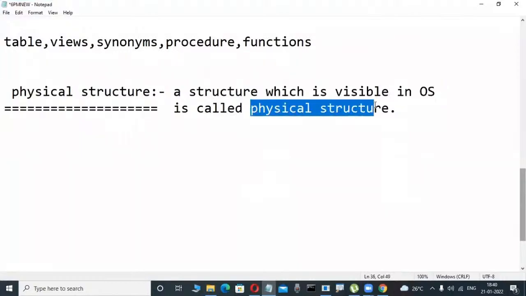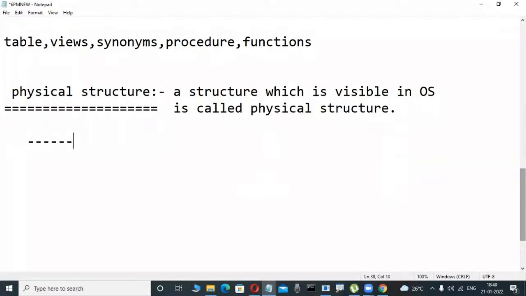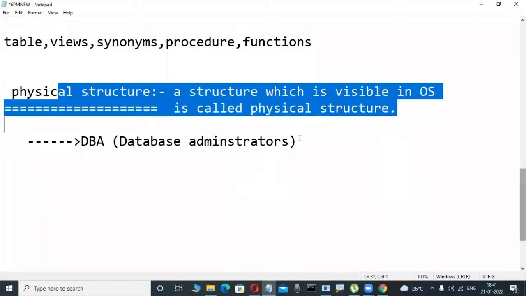But the physical structure, you and I don't work in. Some different type of persons are working. Who are they? DBA, database administrator. In projects, some other type of persons are there in a database. Those database administrators only work in the physical structure.